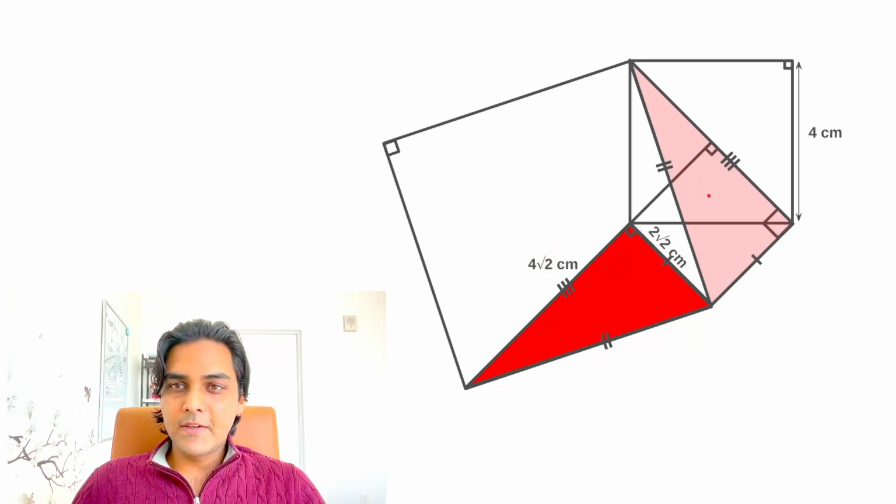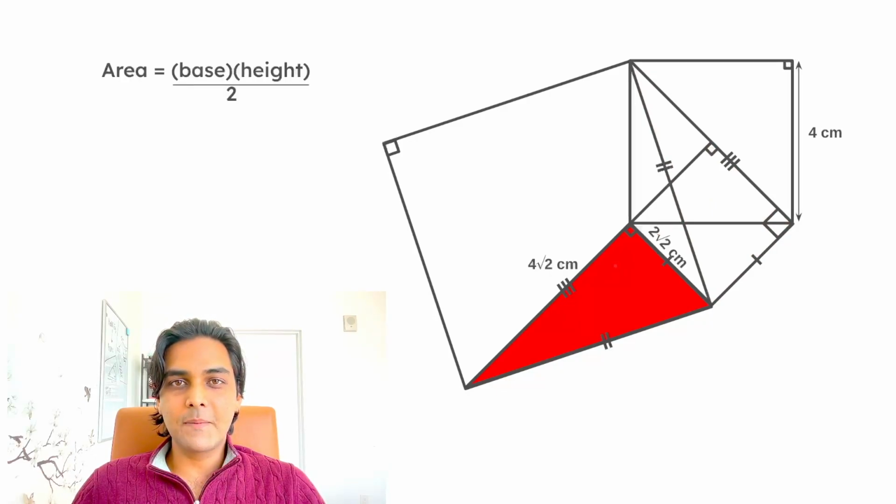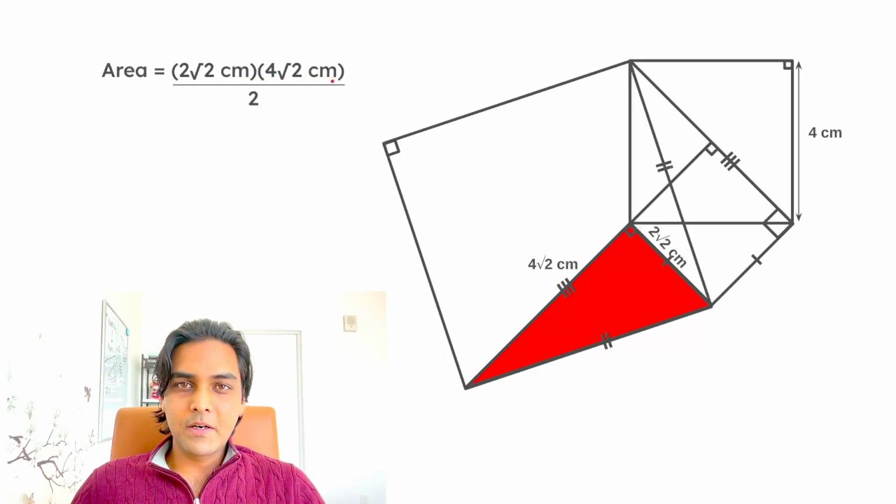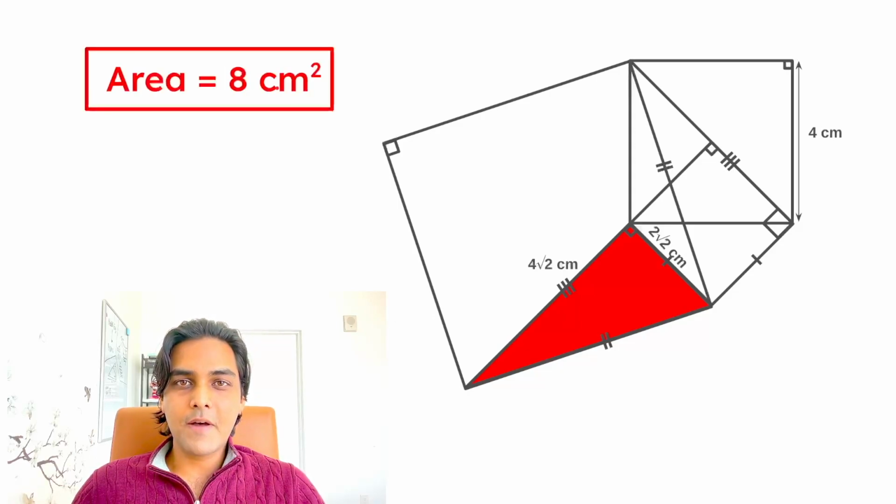Now we can forget this triangle, and to find the area of the red triangle, we just need to use the formula for area, which is base times height divided by 2. We know that the base is 2 root 2 centimeters and height is 4 root 2 centimeters, so let's put that in. This centimeter and this centimeter can be multiplied together to get centimeters squared. And this root 2 times this root 2 will cancel out with 2 in the denominator, and we get area equals 2 times 4 centimeters squared, and that is 8 centimeters squared, and that is our final answer.